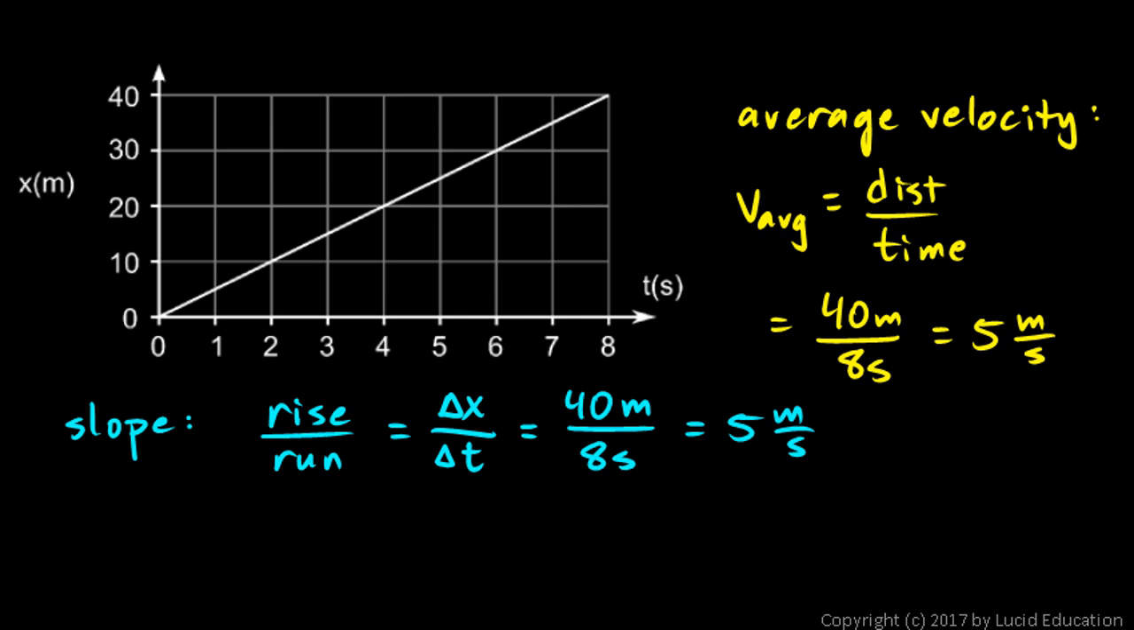And it's worth noting that these are the same. We don't just happen to have the same answer. We have the exact same calculation in each case. Calculating the slope is the same thing as calculating the average velocity. And we conclude this, and you can write this in your notes. We conclude the slope of an x versus t graph is the velocity.